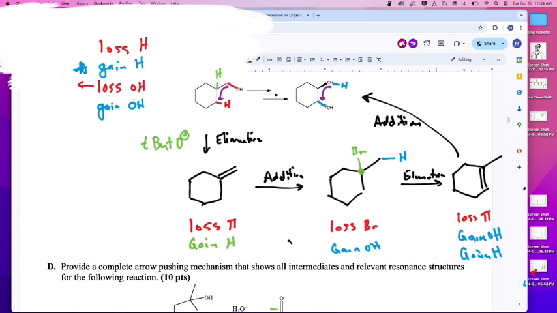I mean, it's a bulky base, so it would pick up outside hydrogens. Okay, so that could be problematic, because what are we talking about? We're trying to remove that hydrogen, right? That's interior, so a bulky base could be pretty questionable here.